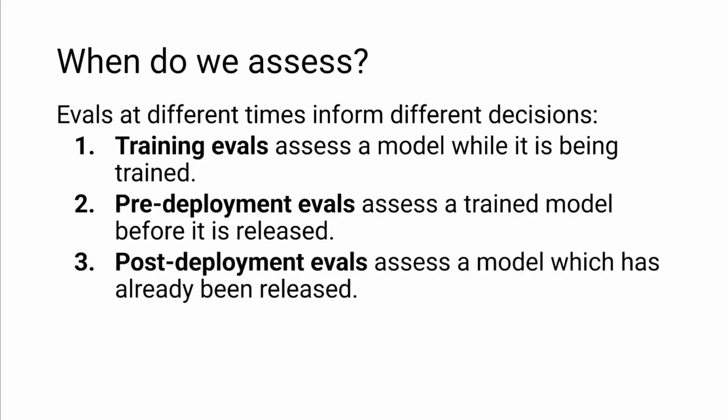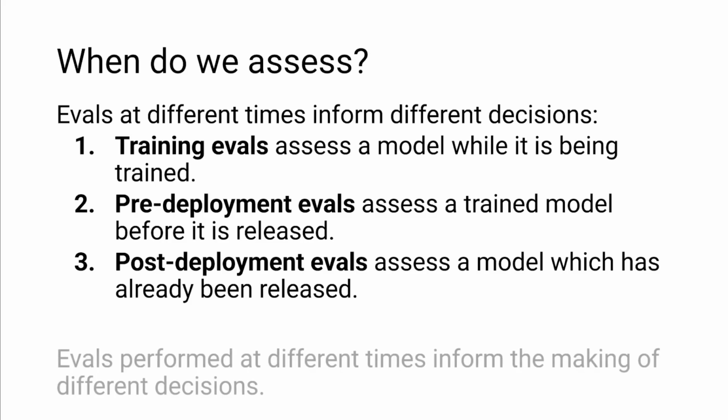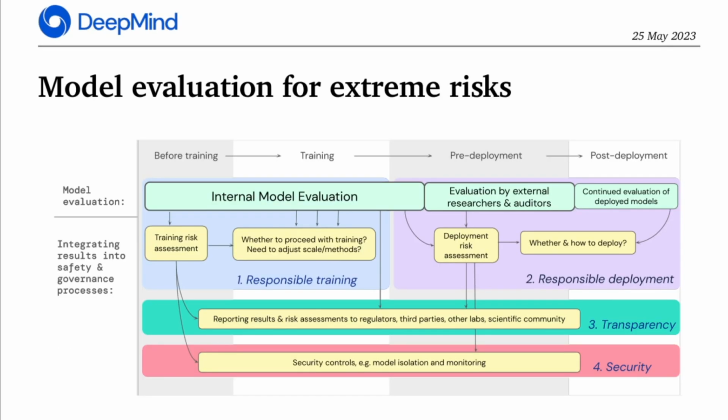And finally, you have post-deployment evals, which are mostly done at this point by research institutions and academia, where you get access to a model through a developer. So Anthropic gives you API keys, and then you go away and you run evaluations on the model to see how it behaves. And these different evaluations can inform different kinds of decisions. There's this great paper, Model Evaluations for Extreme Risks, that walks through this process of how we can use evaluations to inform different decisions.